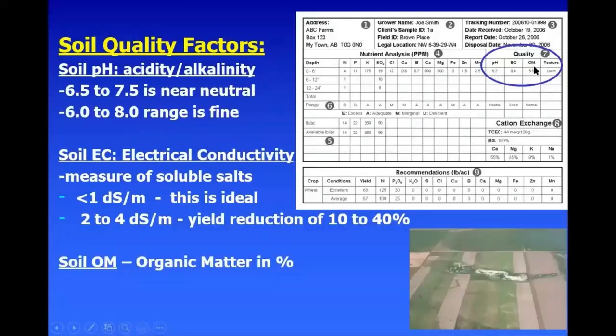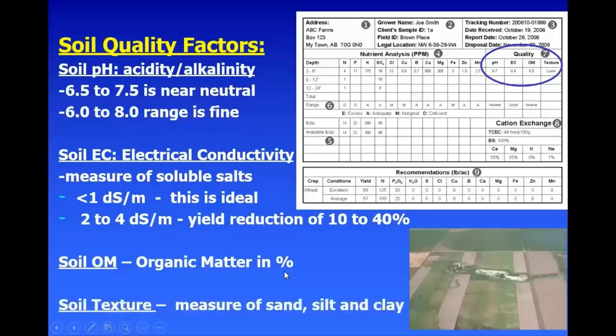Some other things it's nice to look at. OM stands for organic matter. That gives it to you in percent. It's not an exact determination, but it's nice to know if you're at 2 or 4 or 6% organic matter in your soil. And then finally, soil texture. Labs can determine that for you. It's just a measure of the amount of sand, silt, and clay to determine if you're a sandy loam or a loam or a clay loam, so in terms of soil texture.